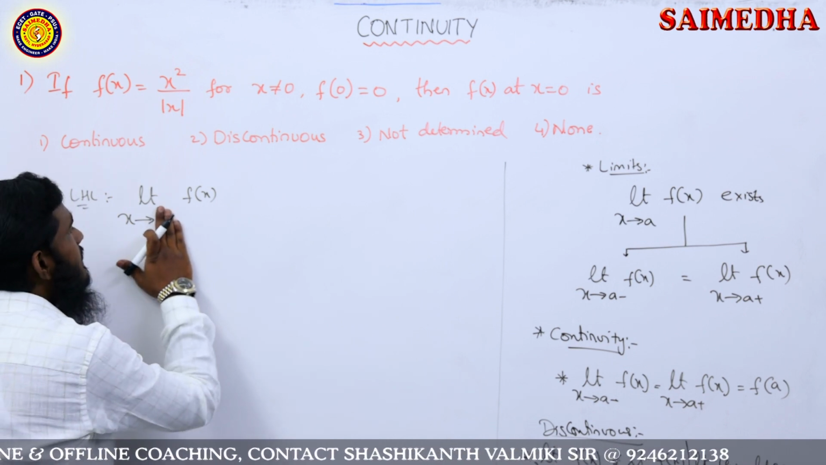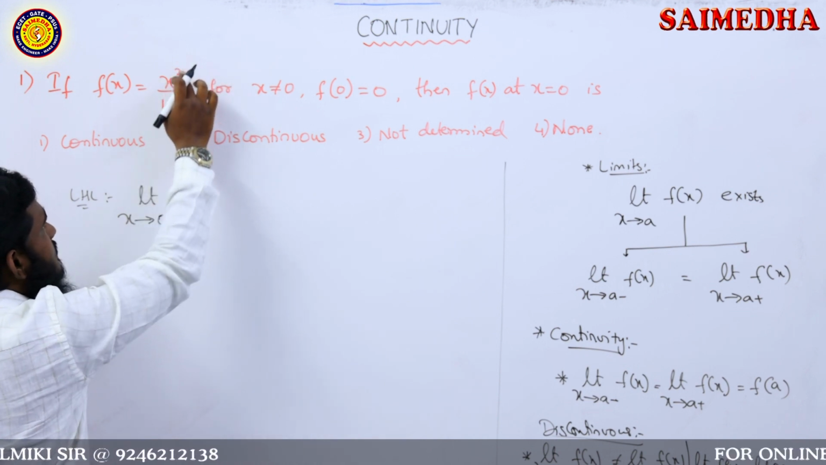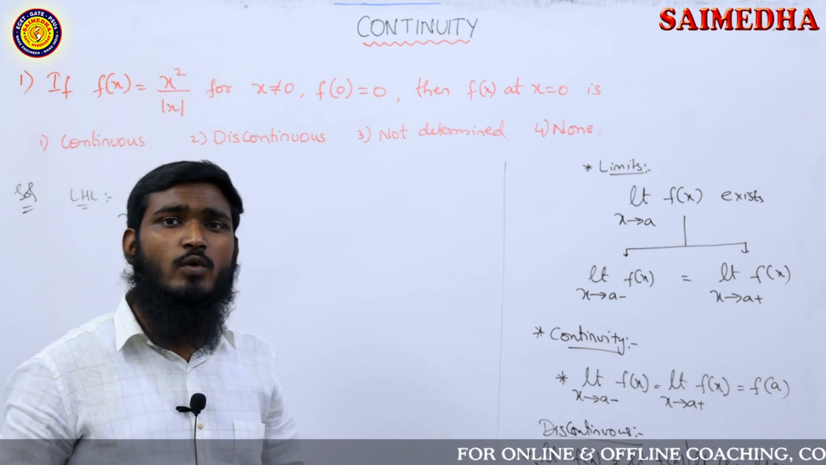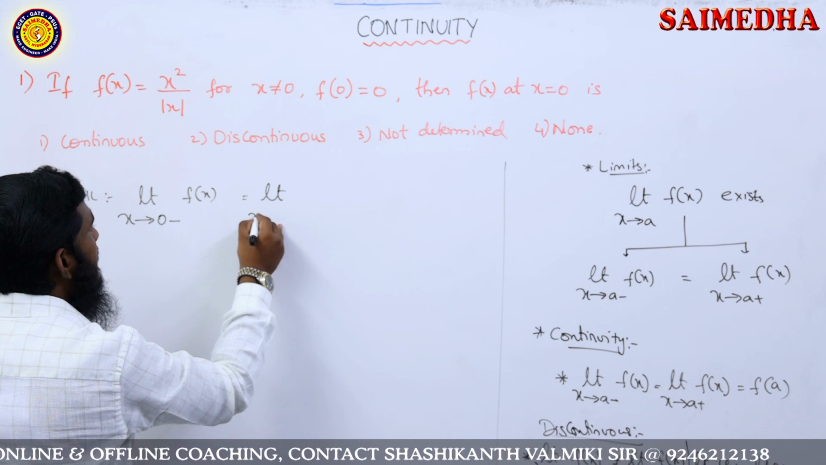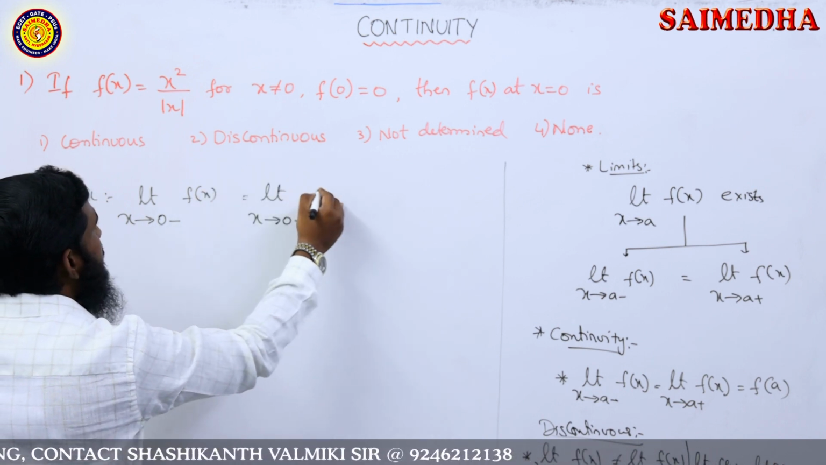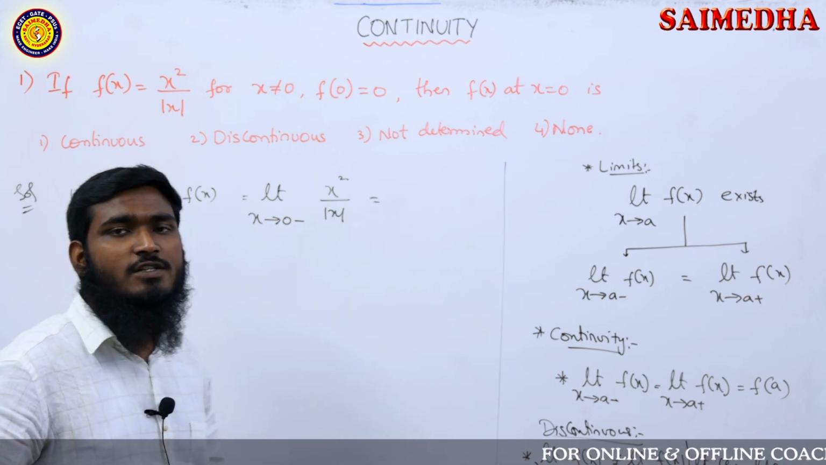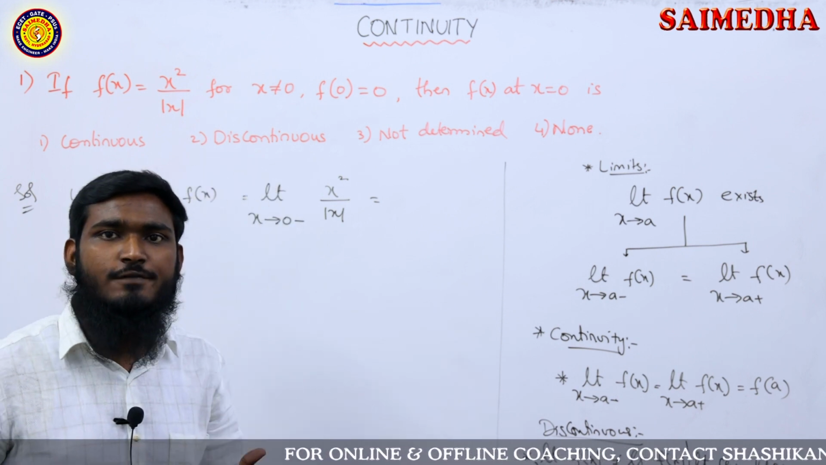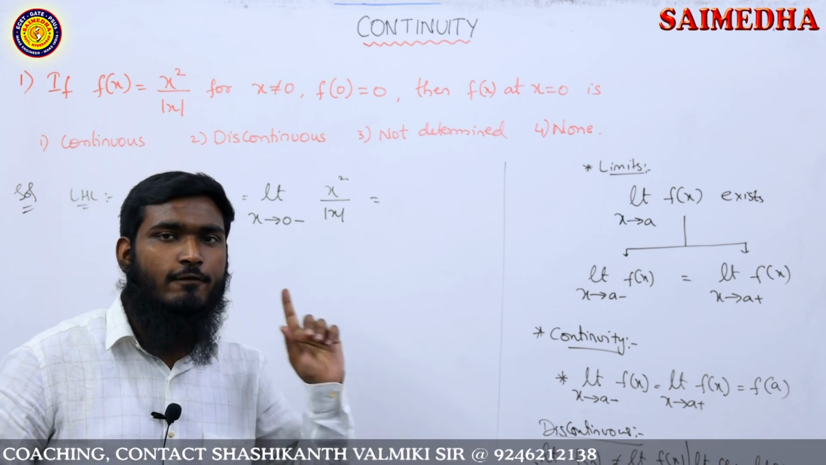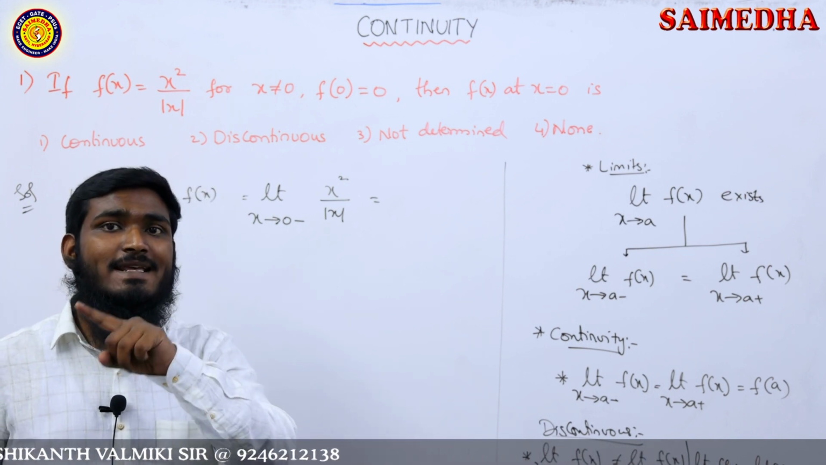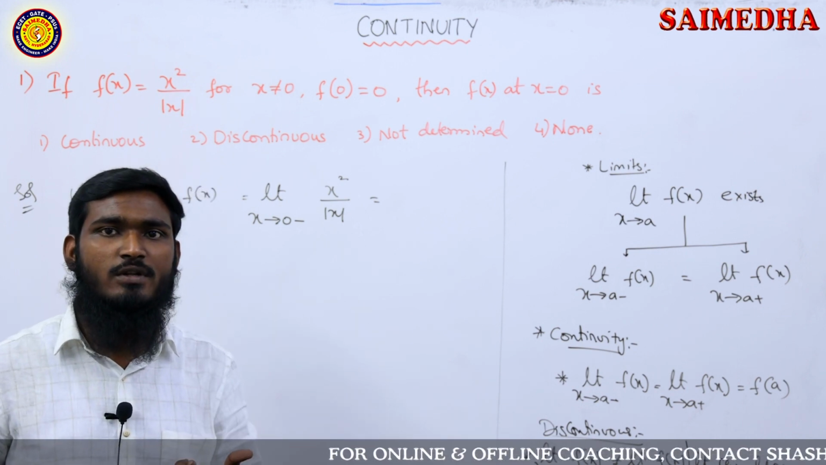So we can write over here as limit x tends to 0 minus of f of x. What is f of x? X square divided by mod x. Understood this part? Now let us write over here, it is equal to limit x tends to 0 minus of x square divided by mod x. Okay. Now mod x means it is modulus function. In this modulus function we have three conditions. If f of x value is greater than 0, we have to take f of x only. If f of x value is less than 0, we have to take minus f of x, and if f of x equals 0, the answer will also be equal to 0.